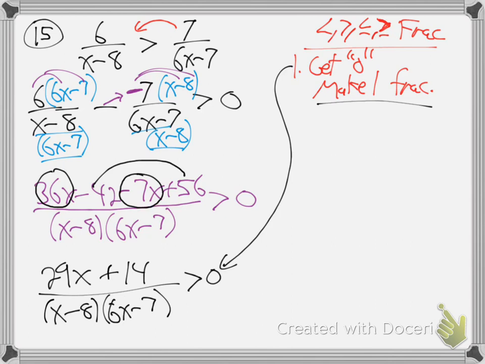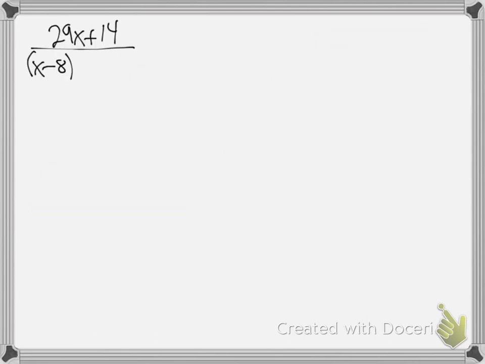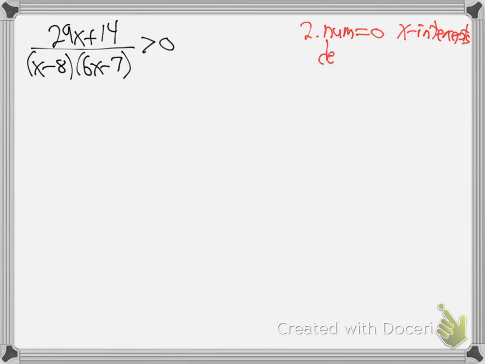So there's step 1. Let's keep going to the next screen. So I'm going to copy that to our next screen. x minus 8, 6x minus 7. Right. Okay, so now step 2. Numerator equal to 0. Those are x intercepts, and denominator equal to 0. Those are vertical asymptotes.